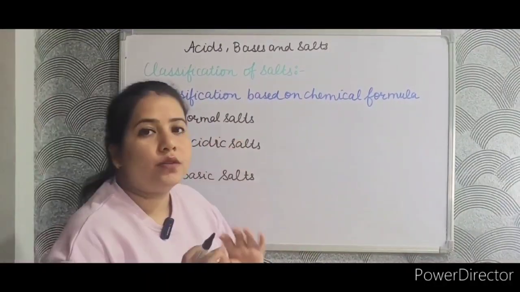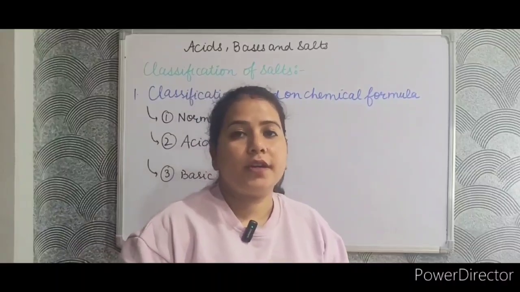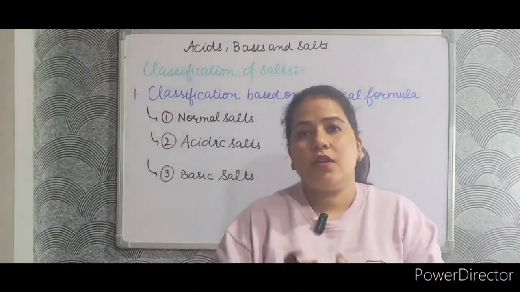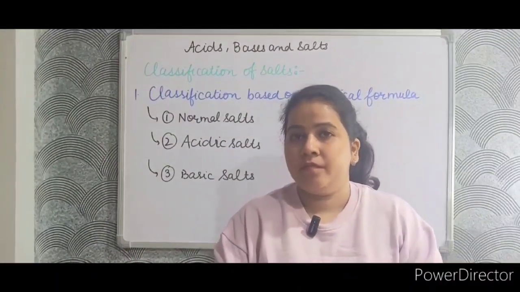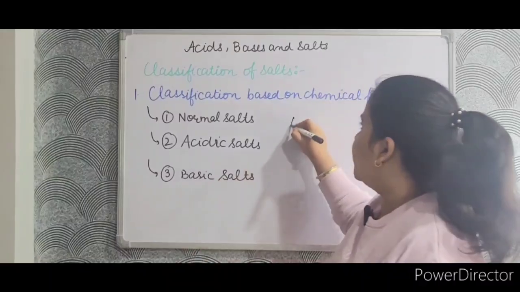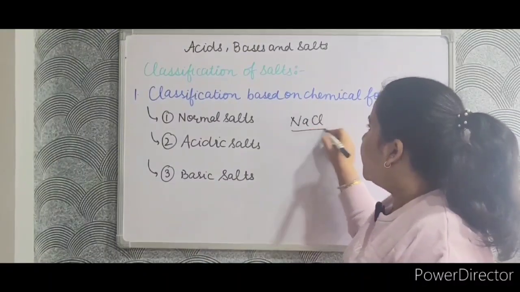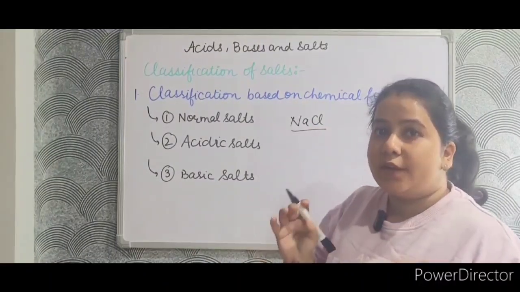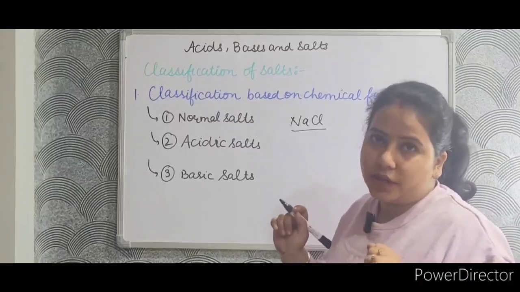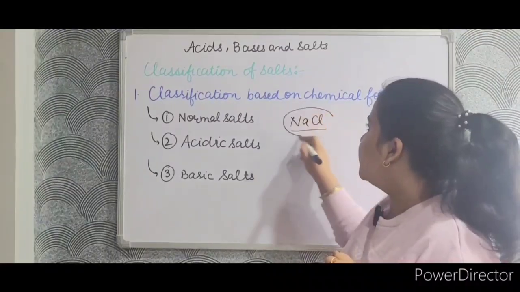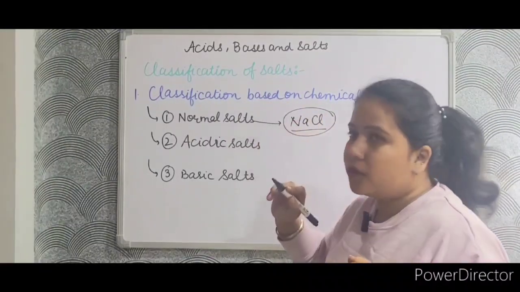Normal salts are those salts which do not contain any hydroxyl ion or hydrogen ion present in them. For example, NaCl. It does not have any hydrogen ion or hydroxyl ion present. So, it is categorized in normal salt.